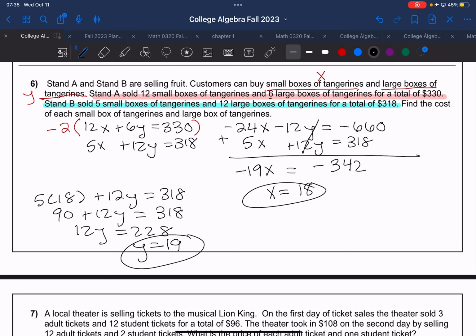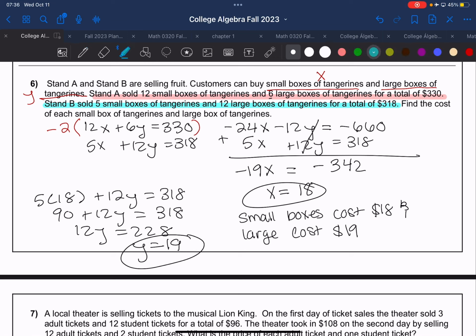So what is our sentence here? Small boxes are $18, large boxes are $19. Correct. Small boxes cost $18 and large cost $19. That is our answer.